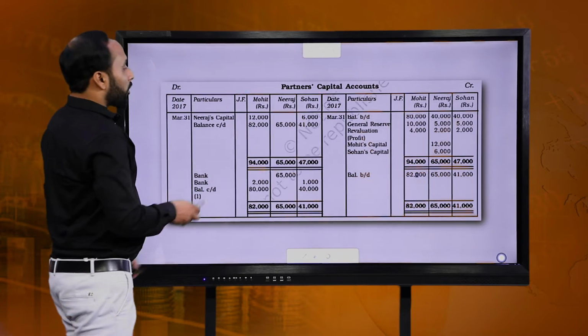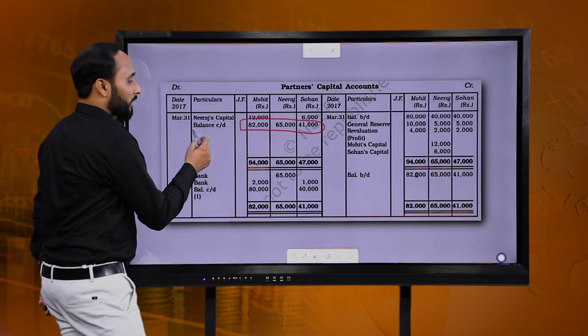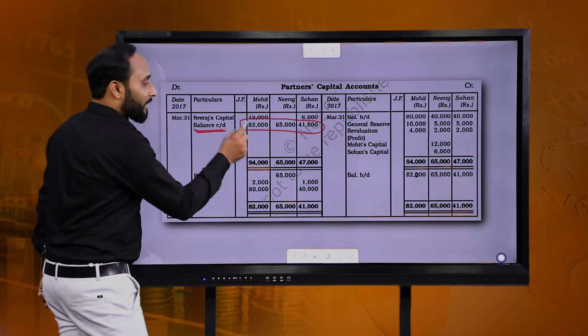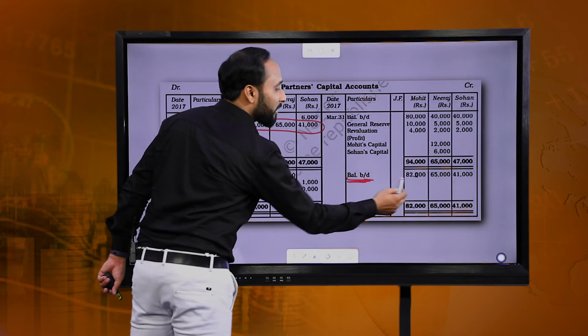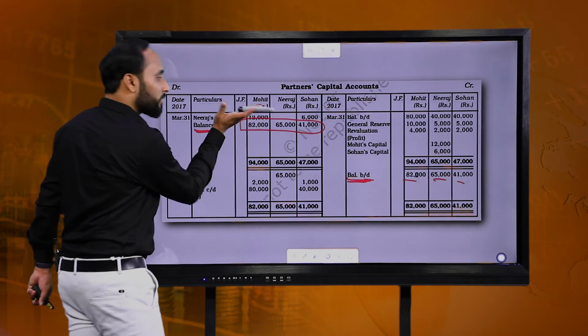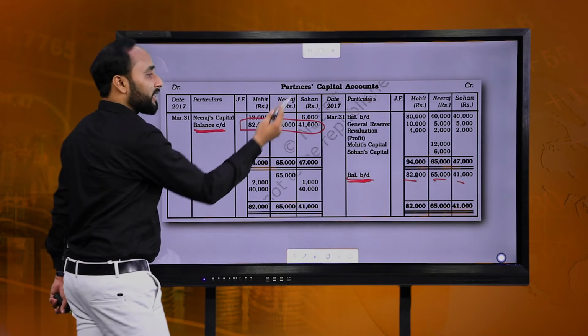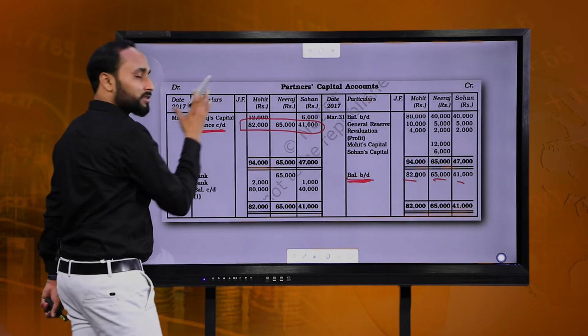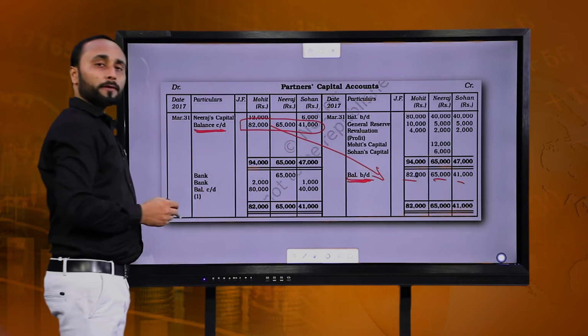What do we do? We write down the balances of all the partners first of all, right? Then we transfer these balances on the credit side and write them as balance BD. You just have to transfer these balances from there, here to there. You know how to find these balances. Subtract the total of that side from this side. You find the balance. This goes here as balance BD.